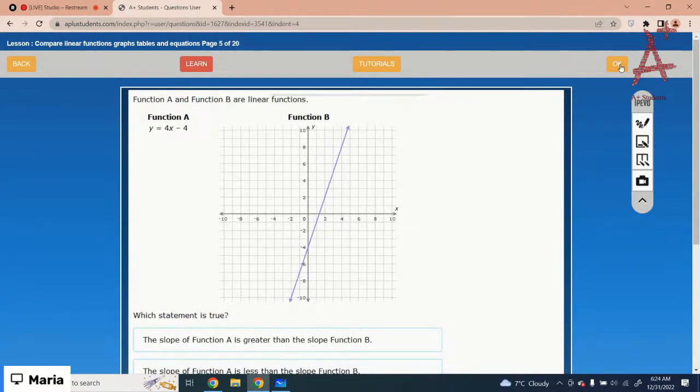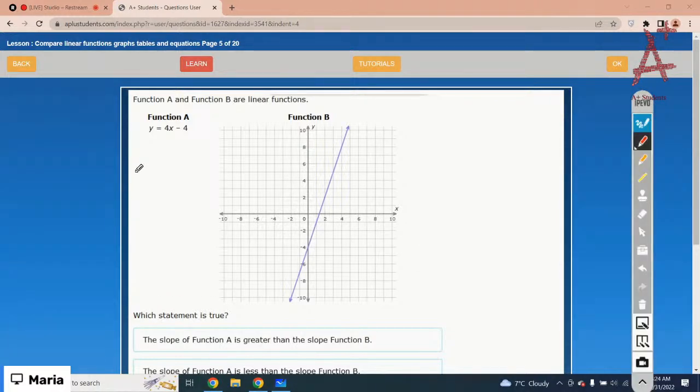Okay, the next one is you have to find the slope for both the functions. So the slope of function A is 4. So, okay, let me just calculate the change in y.